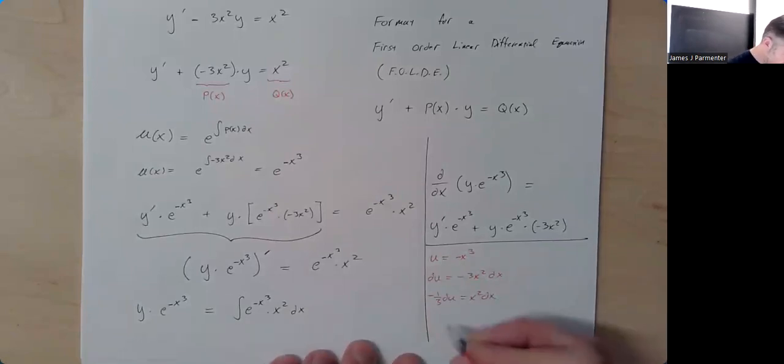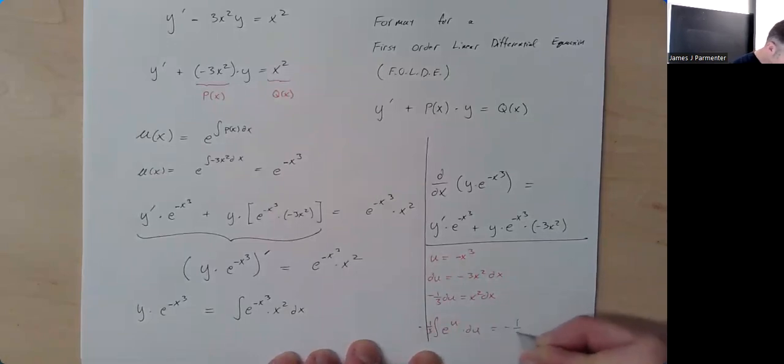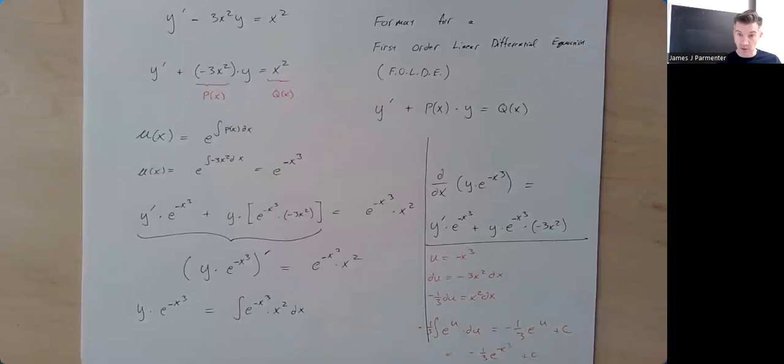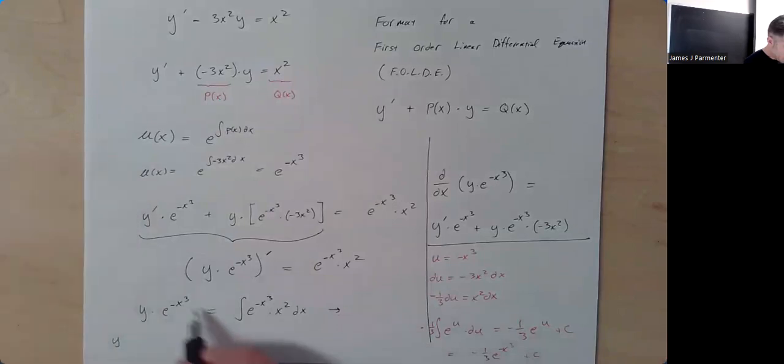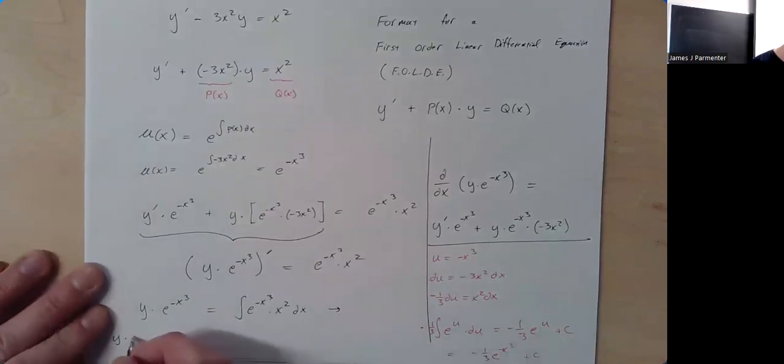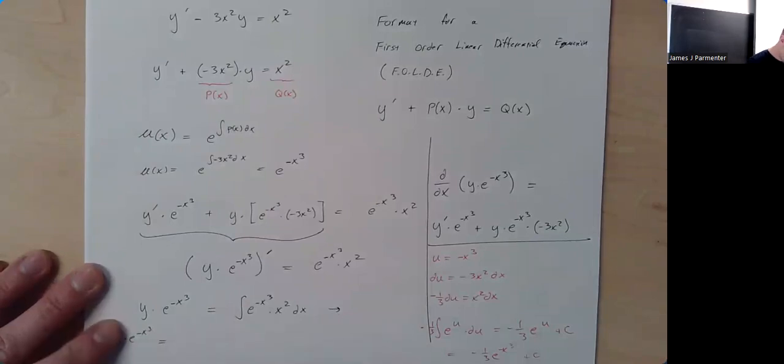So that then this integral becomes the integral of e to the u times a negative 1/3, which I'll put out in front, du. And that's going to be negative 1/3 e to the u plus c, which is then negative 1/3 e to the negative x cubed plus c. The plus c is important. So when we integrate this, we end up getting y times e to the negative x cubed is equal to negative 1/3 e to the negative x cubed plus c.